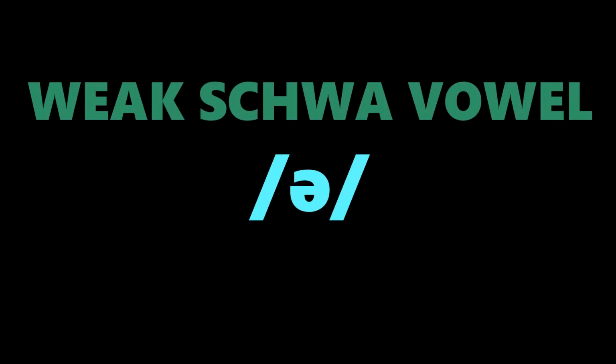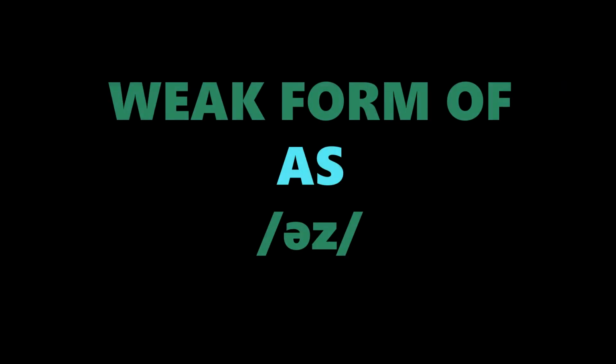So if we're going to look at the weak form, we need to think about that schwa vowel. Repeat after me, uh. So when we put the schwa into this form, to create the weak form, it's us. Repeat after me, us. So we've got the schwa and a voiced z sound, us.